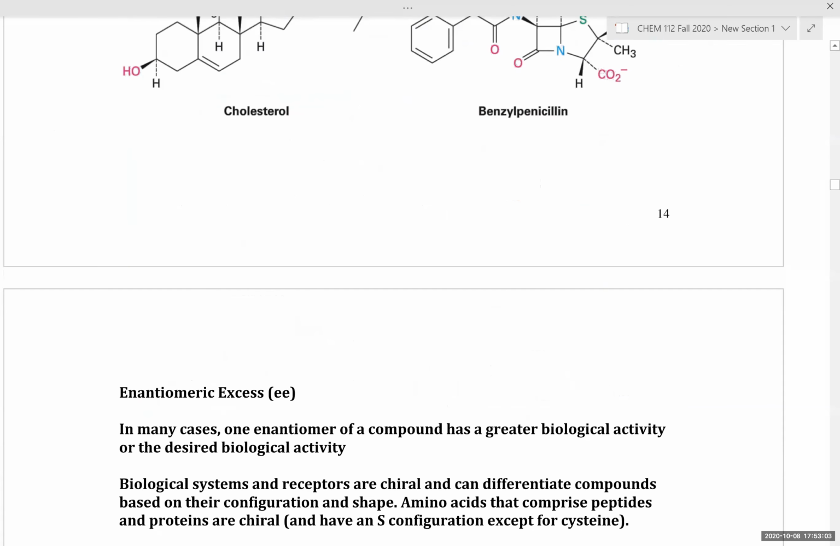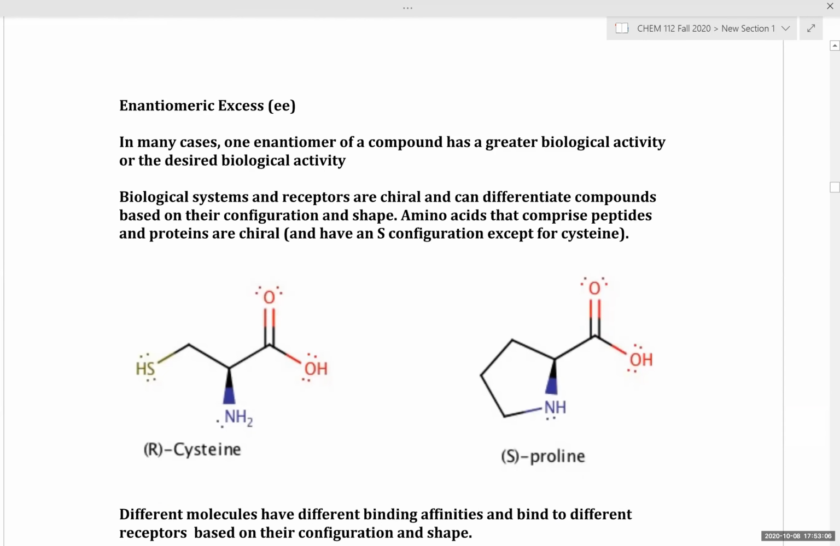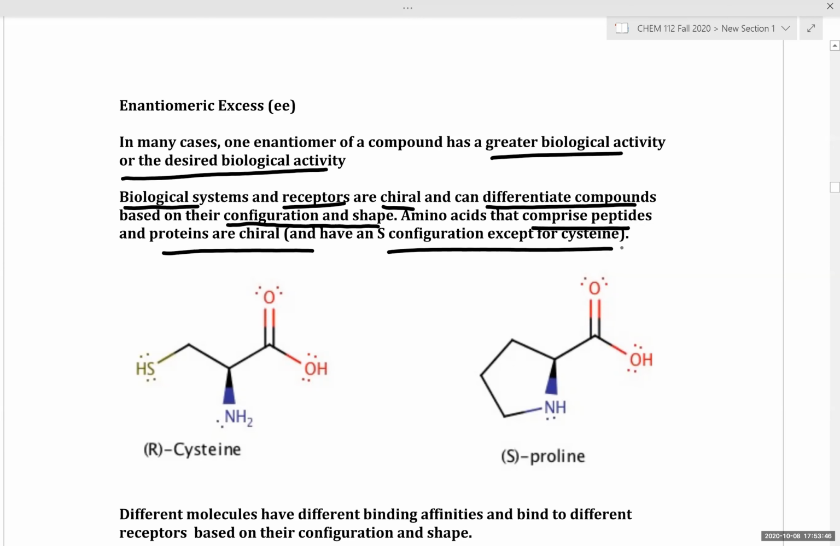Okay, so let's keep going with this. In many cases, one enantiomer of a compound has a greater or the desired biological activity. Biological systems and receptors, by their very nature, are built from chiral components and have a defined molecular shape, so they are chiral, and they can differentiate compounds based on their configuration and shape. Amino acids that comprise peptides and proteins are chiral, and most of them have an S configuration except for cysteine, which we'll talk about why momentarily.